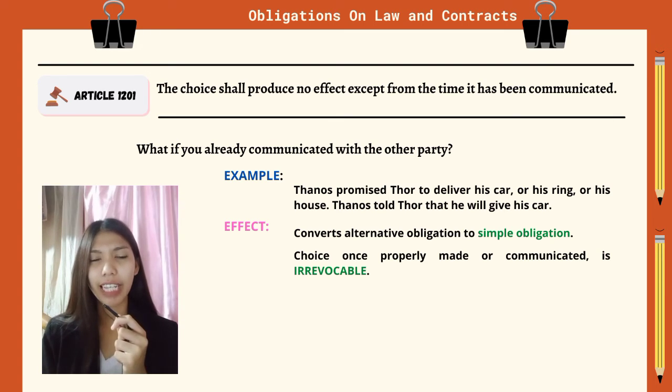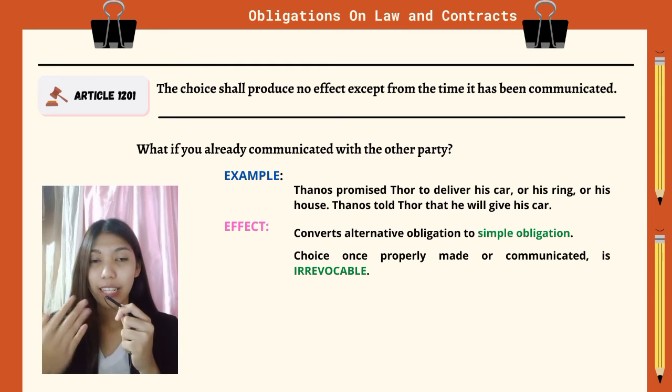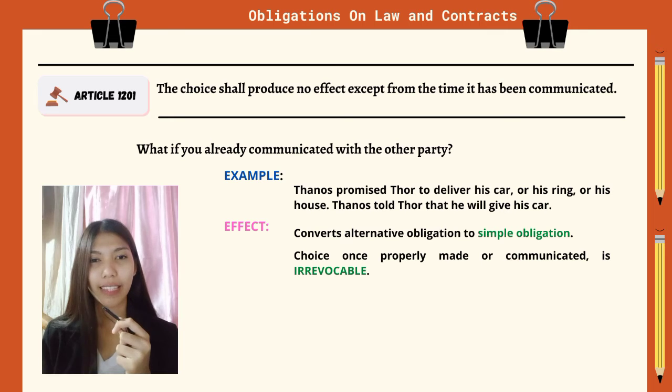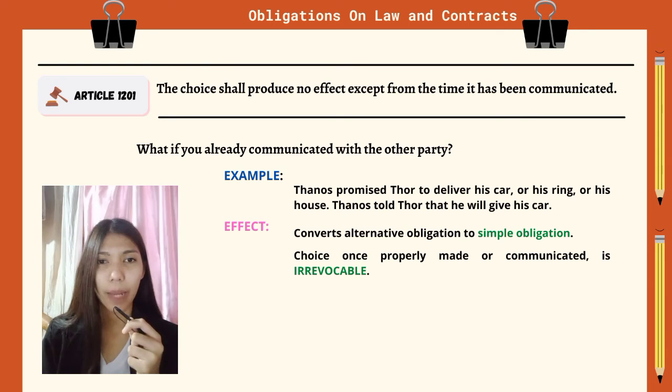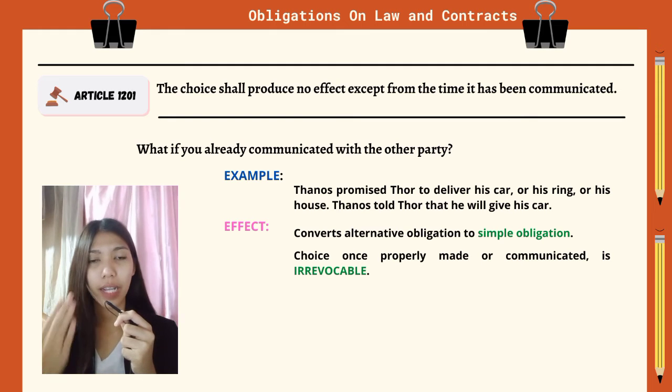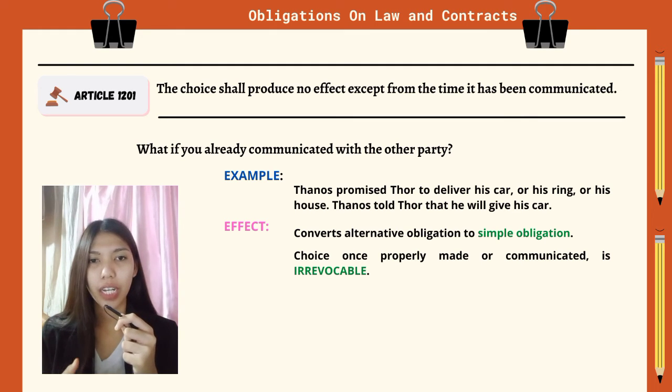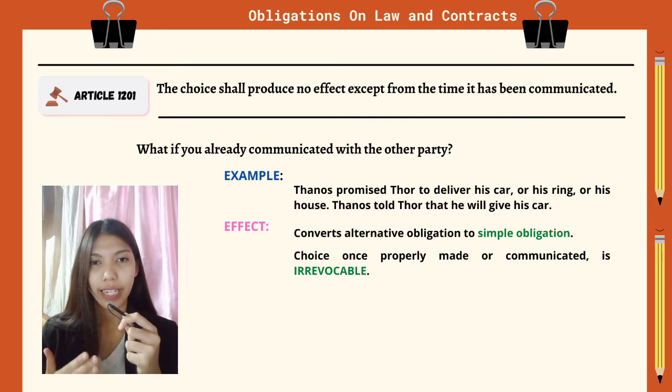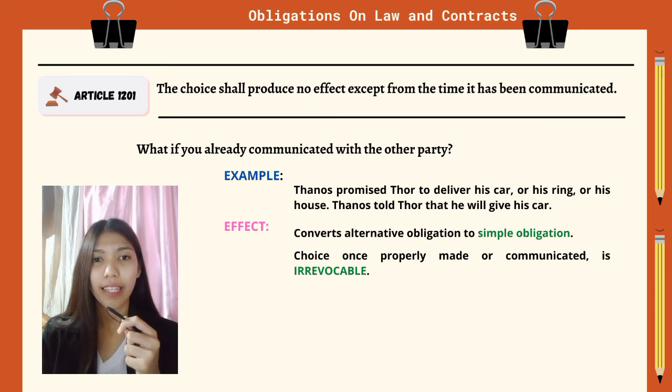And then another effect is that the choice, once properly made and communicated, is irrevocable, meaning it should no longer be changed. So when the debtor has already chosen which prestation to give, and the creditor has been told, the debtor should not change it. And what if the creditor has the right of choice? The same thing happens. The obligation ceases to be an alternative obligation, and the choice becomes irrevocable.